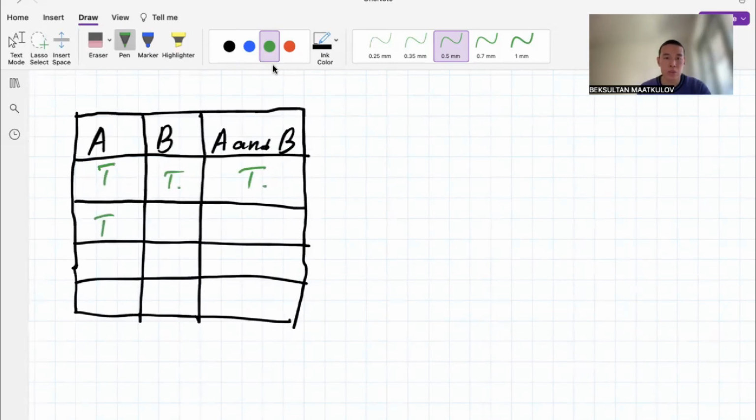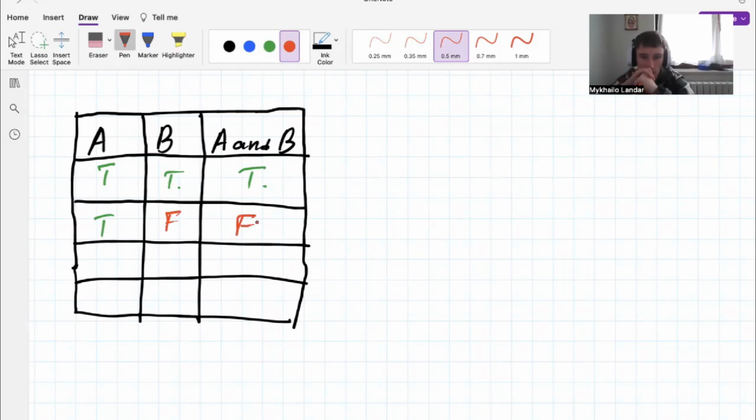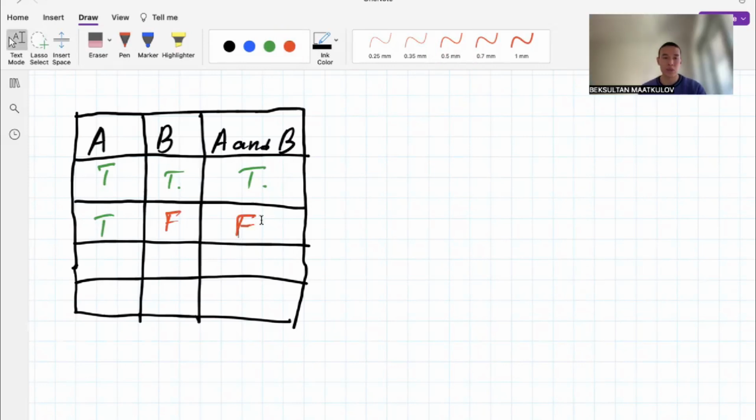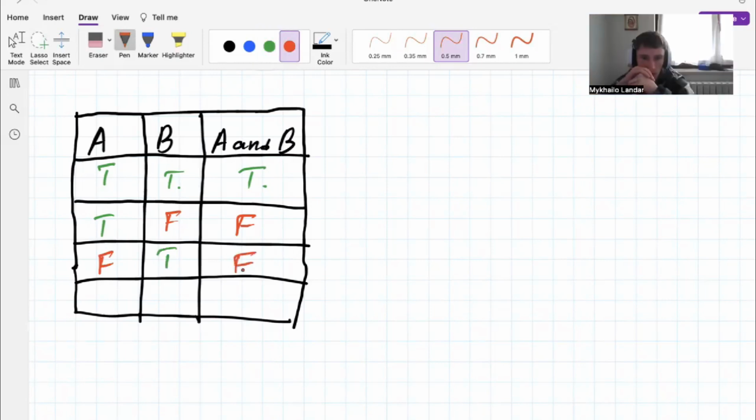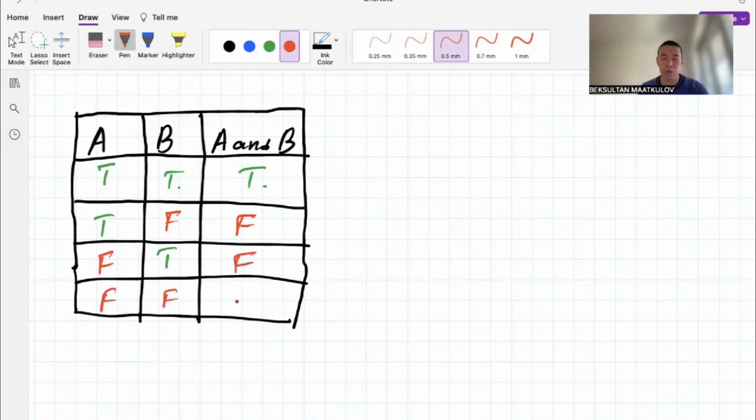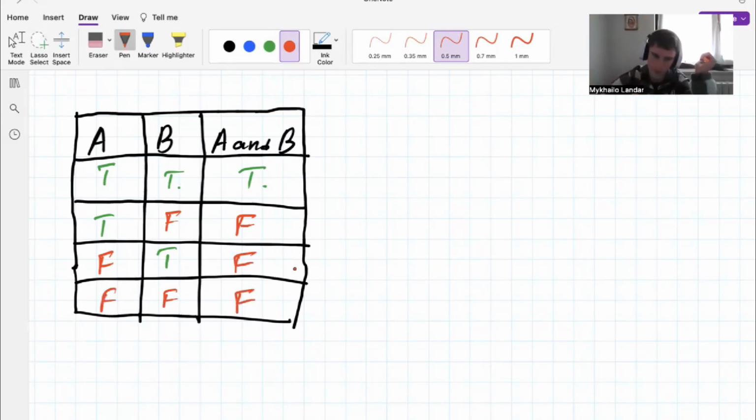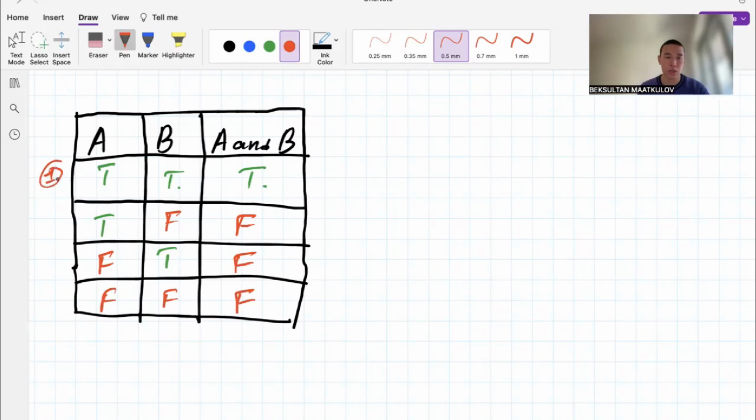What about if A is true but B is false? What will be the truth validity? It will be false, because the right side is not true, it's false. Another case where A is false and B is true, what will be the truth validity of A and B? False. Again, false. If we have both false, what we'll have here? False. So just remember, A and B will be true only in one case, where A is true and B is true. This is the first case and the only case.